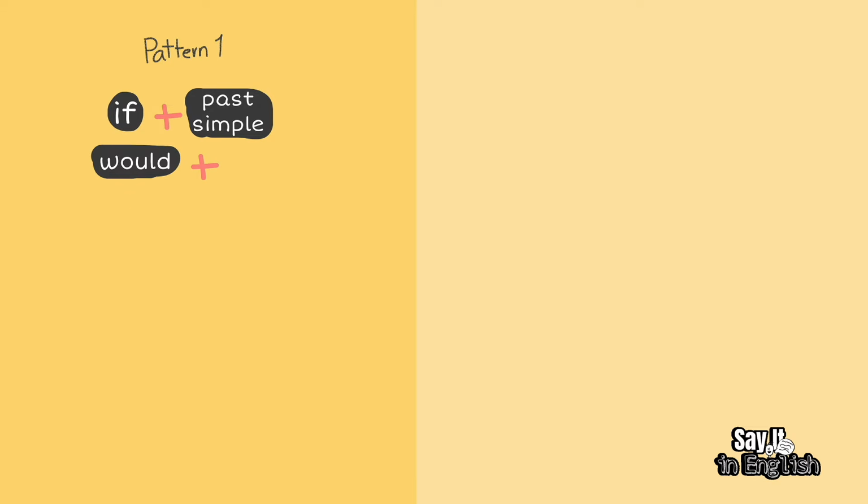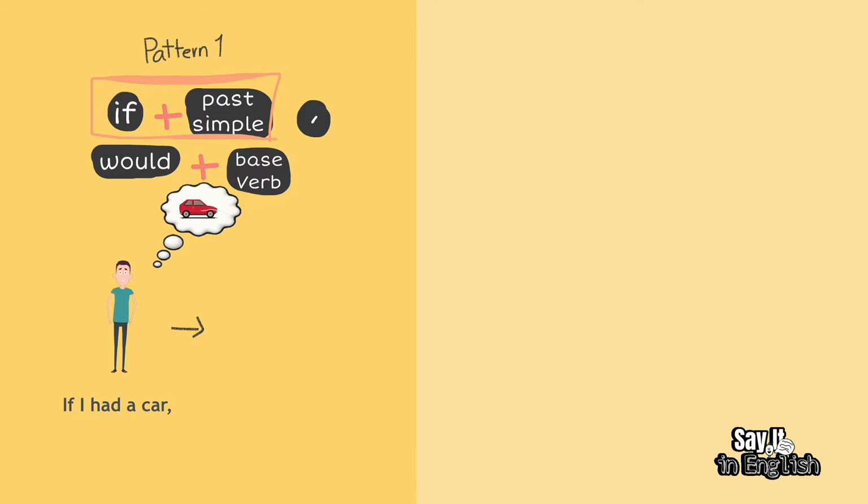The most common second conditional pattern is if plus past simple, would plus base verb. Ensure there is a comma after the if clause. If I had a car, I would drive to work. Well, I don't have a car.